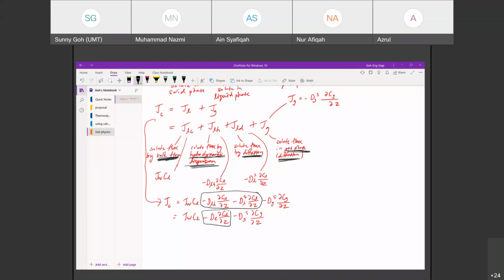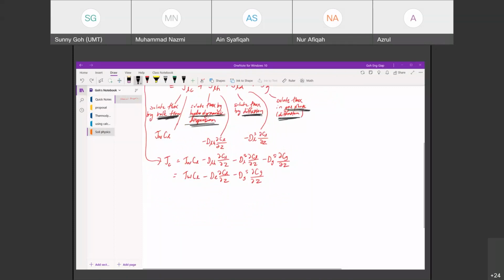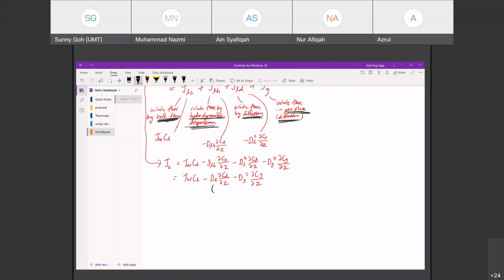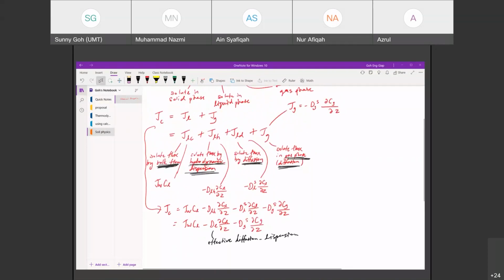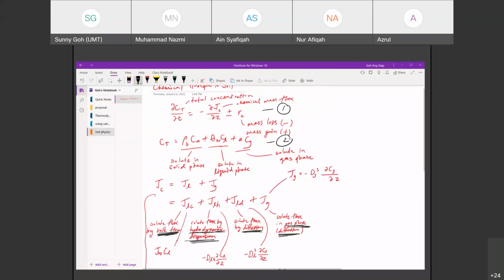All right, and this D_E is what we call effective diffusion dispersion. Okay, and then now we have this is equation 3. Okay, equation 3. Now we have talked about J_C.